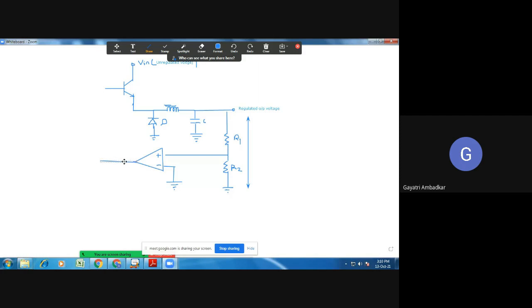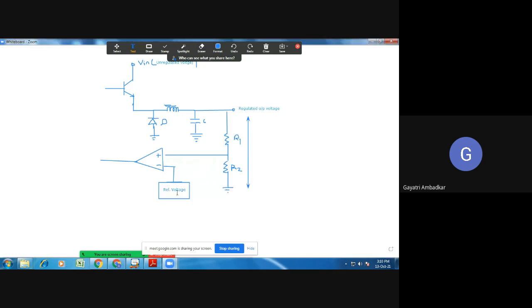So depending on which input, sorry, this is not the ground, there is a, what is there? Reference voltage. You know why this reference voltage is there?